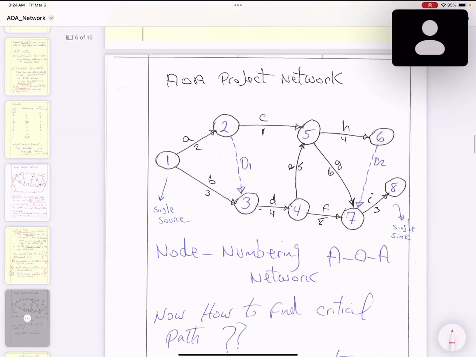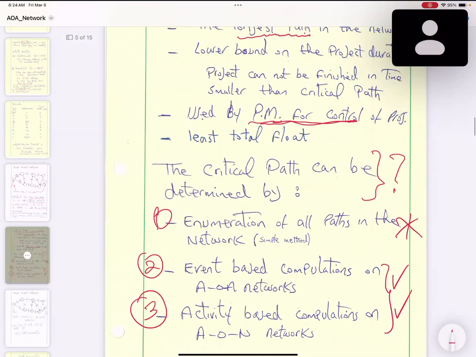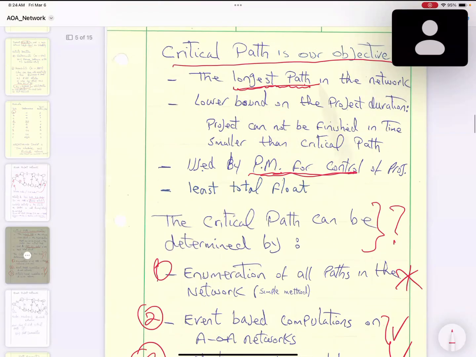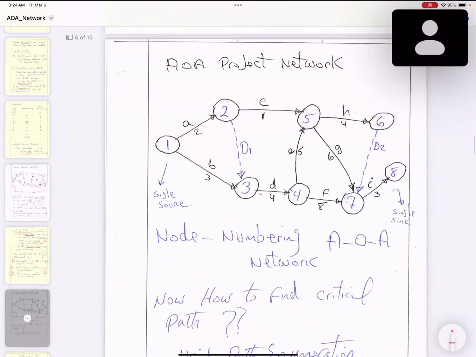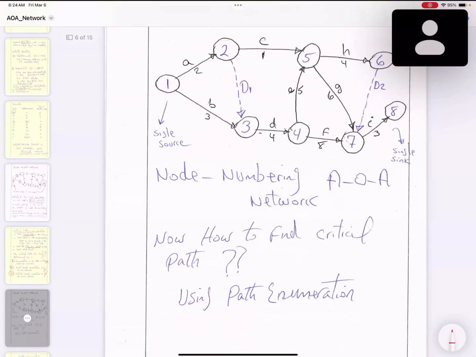So our goal again, we do all these things because we want to find the longest path or the critical path. Okay, that's our goal. See how we can achieve our goal. The first step is node numbering. So that's how we can do it to find our critical path.